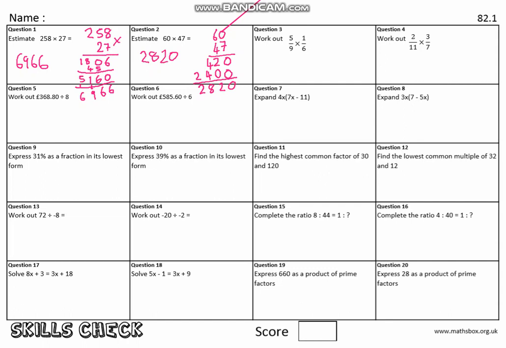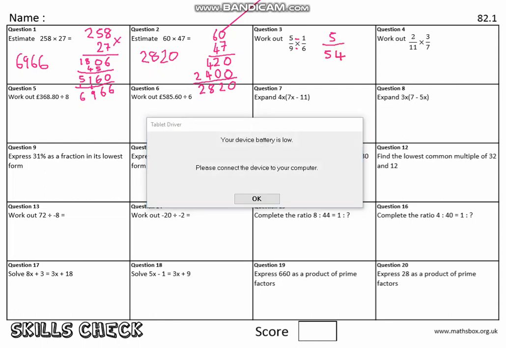Okay, so the next one is timesing fractions. Now, I like timesing fractions because it's easier than adding and subtracting them. So all we do when we times them is we just times across. So 5 times 1 is 5, and then 9 times 6 is 54. Okay, so we can put that on the bottom there. And that's perfect.